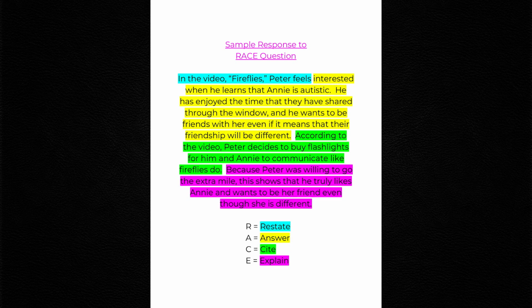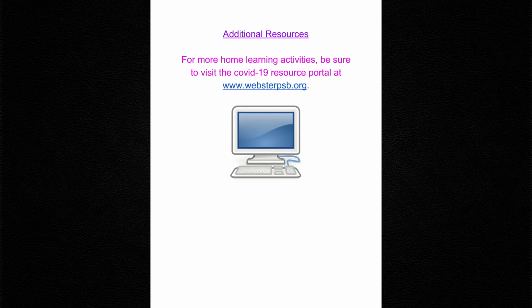And your explanation says, because Peter was willing to go the extra mile, this shows that he truly likes Annie and wants to be her friend even though she is different. So you can see that by using the RACE method, we have fully answered all parts of the question as well as giving evidence and explanation to support our response.